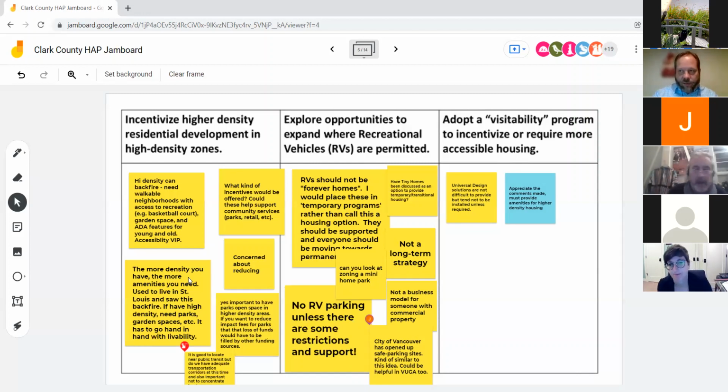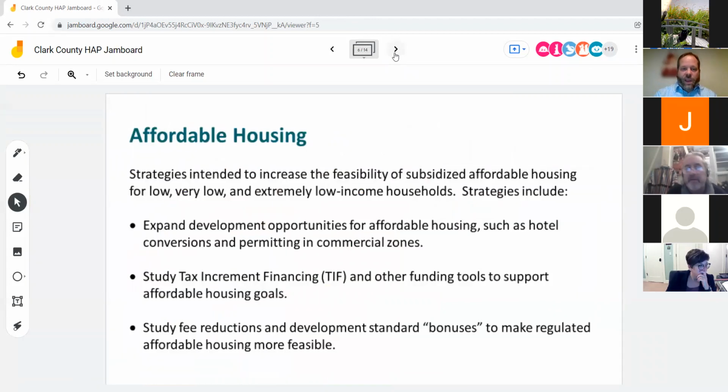What else do we see here? Again, feel free to raise your hand or chime in, but I appreciate your comments. Yeah, they're pretty consistent there. If everyone's good on this page, then we'll move on to the strategies to support affordable housing, if no one has anything else to add. All right, I don't see any hands up. Okay, strategies to support affordable housing.